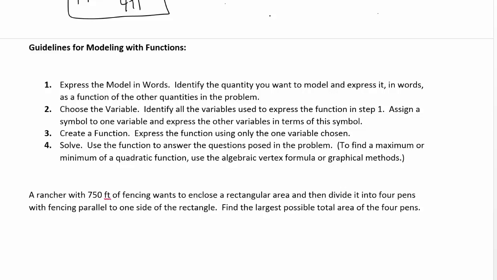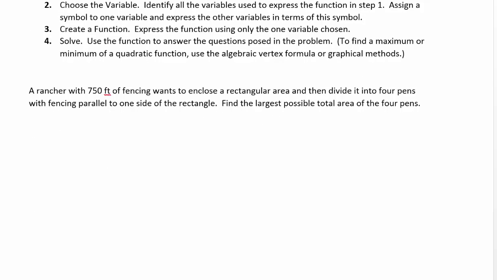Okay, so here's a very typical example. This is called the farmer problem. Or in this case, I guess it's a rancher. So here we have a rancher with 750 feet of fencing, and he wants to enclose a rectangular area and divide it into 4 pens with fencing parallel to one side of the rectangle. Find the largest possible total area of the 4 pens.